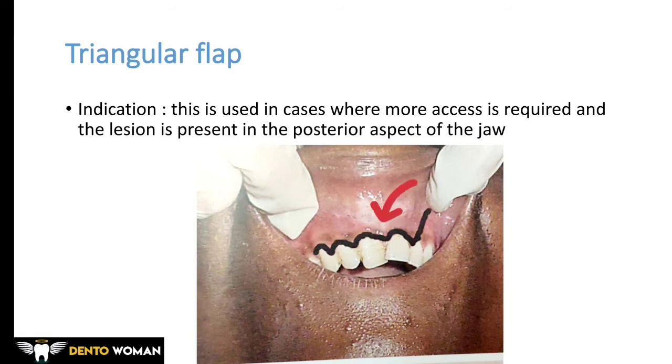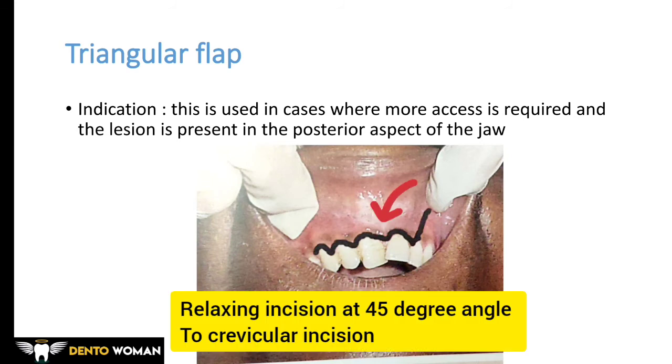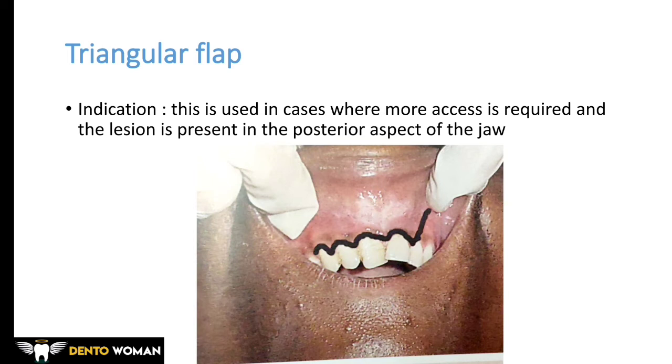The vertical relieving incision, also called the relaxing incision, is placed at a 45-degree angle to the clavicular incision and is gently curved towards the vestibule. It generally stops short of the vestibule, it does not go deep into the vestibule. While suturing, the vertical relieving incision need not be sutured as it tends to collapse by itself unless it is in the region of a frenum.